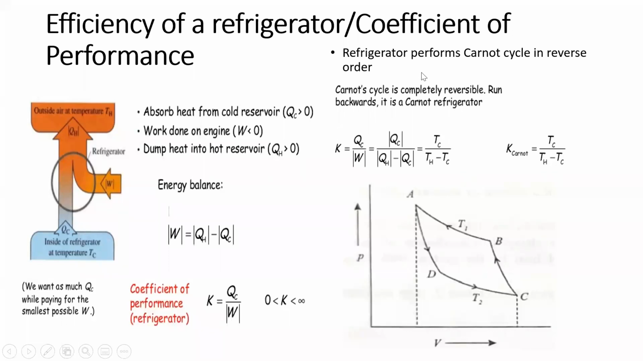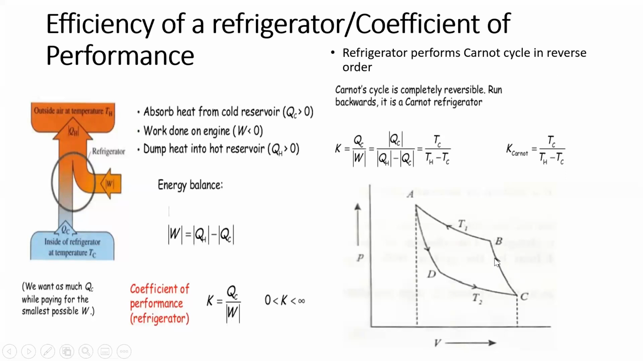Now, a refrigerator performs the Carnot cycle in reverse order. See, in a heat engine, it goes from A to B, B to C, C to D, and D to A. But in a refrigerator, it's the reverse. See, A to D. It's adiabatic expansion of gas, then isothermal expansion of gas, then adiabatic compression. You remember the steeper curve is adiabatic, the less steep curve is isothermal.